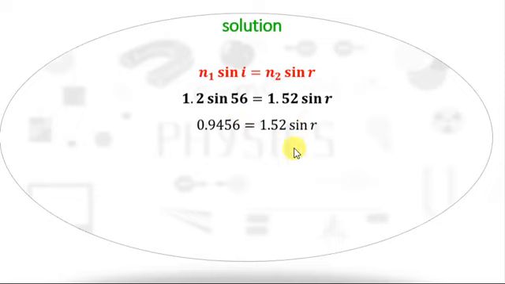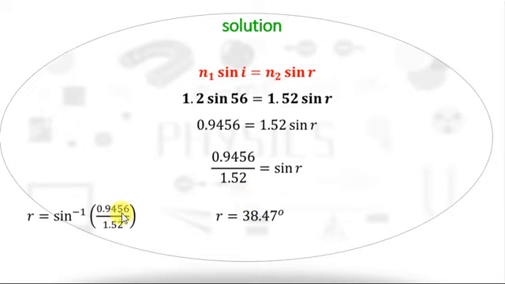The right hand side has remained the same. We go on to divide both sides by 1.52, which becomes this. And for us to get R, we have to take arcsine, or sine inverse, which will be this. And finally our R comes out as 38.47, meaning the angle of refraction in the glass will be 38.47.